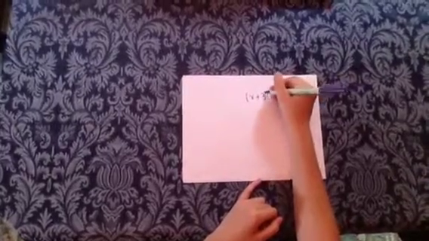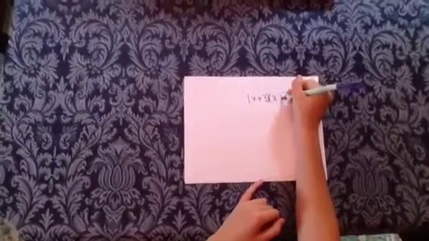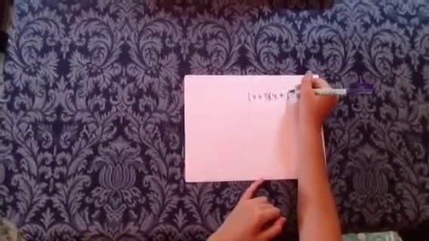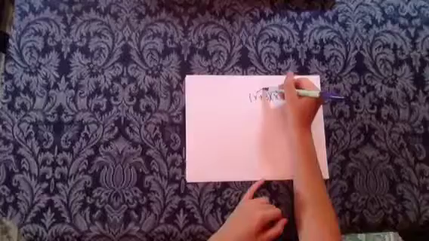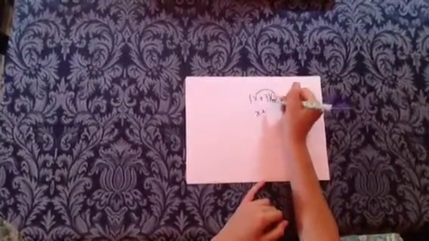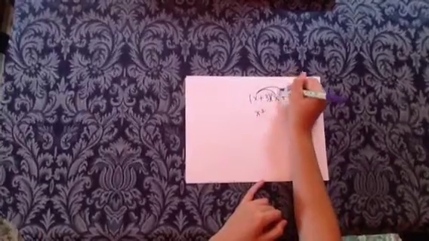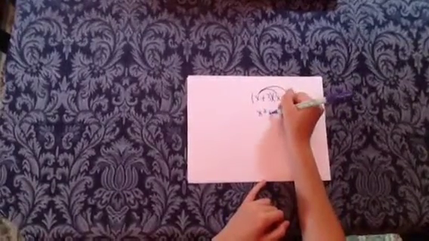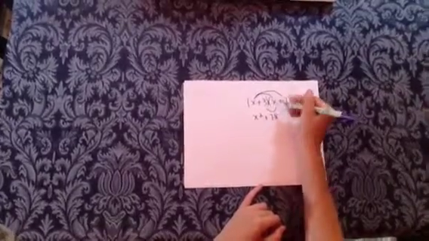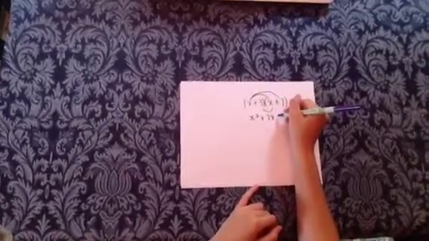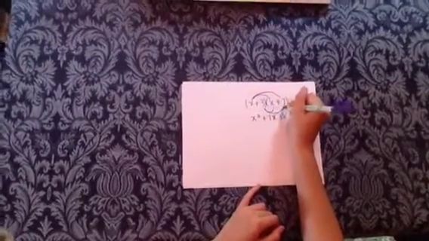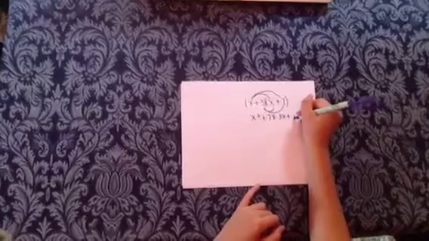Here's an example. Now, in order to solve this equation, we must FOIL. Let's start with front, which is x squared. Outside, which is 7x. Inside, which is 3x. And last, which will be 21.